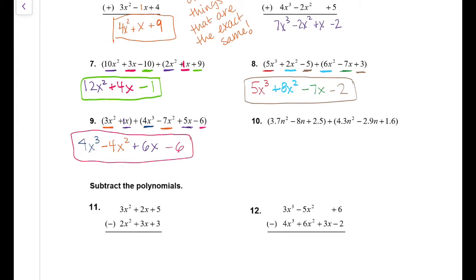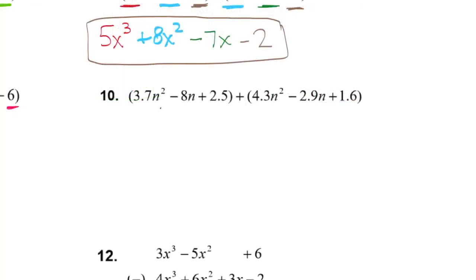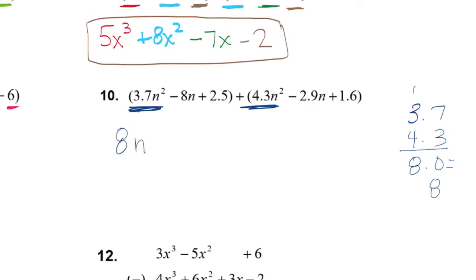Now, we can do this even if it's not whole numbers. We can add decimals together. 3.7n squared plus 4.3n squared. I'm just going to write these together and add them by hand. Remember, we keep the decimal in the same place. 7 plus 3 is 10, carry the 1. We have 8.0, which is just 8. We have 8n squared.